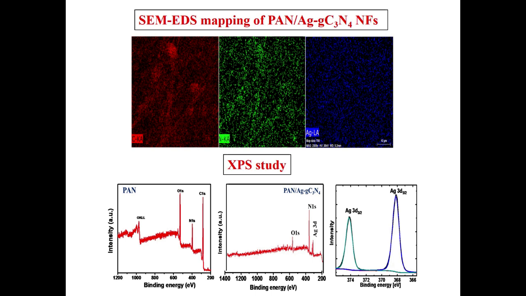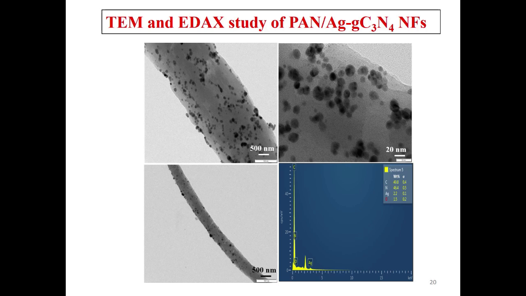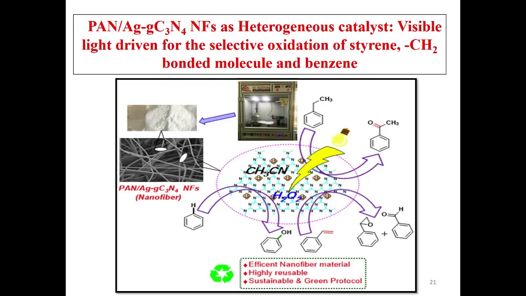Their XPS study has been done. XPS is self-suggesting that very highly aligned nanofibers are found, by the variation in the binding energy of that particular material. This is the transmission electron microscopy, where the fibers are doped with AgG C3N4 nanoparticles. Decoration of that particular nanomaterial over the surface of the fibers is clearly observed from that particular study.